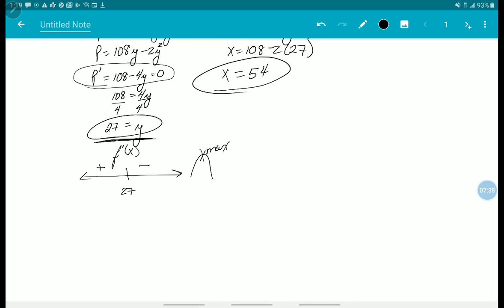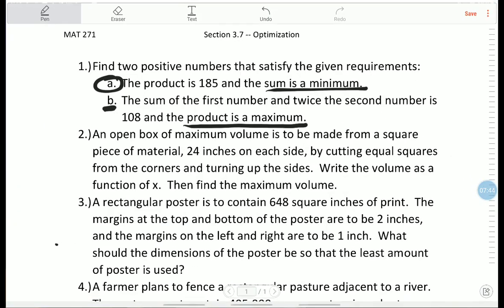So the sign chart's just a good way to confirm whether or not you're on the right track. Let's look at another problem.